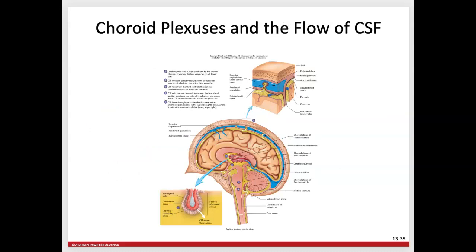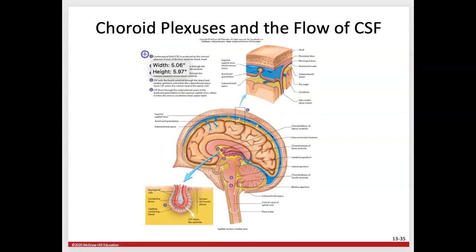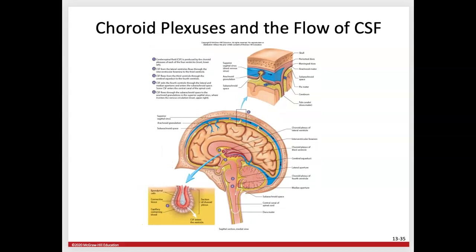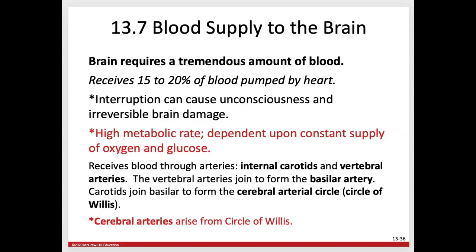All right, there's an image. If you want to take a look at that, it shows the different cells in the choroid plexus. So we're going to stop here and pick up on blood supply to the brain.